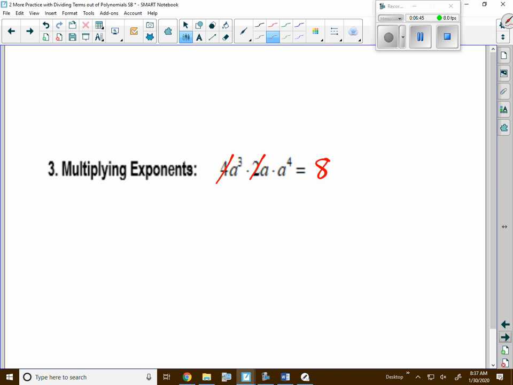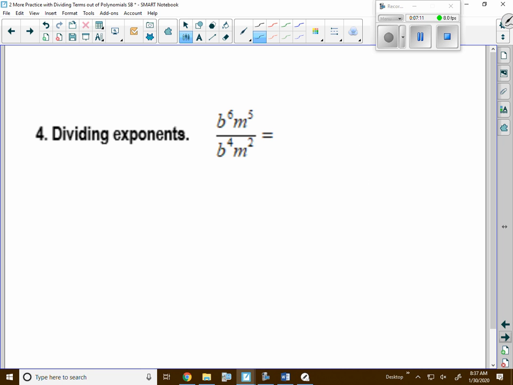It looks like we have all A's here. This A has a power of 1. So if that helps you to write in that 1, you can do that. So I have 3, 4, another 4, so I have A to the 8th power. So we're adding those exponents. 3 plus 1 plus 4. So you have A to the 8th. Okay? Dividing. What do we do when we divide? Subtract. So we would have B to the 2nd, and then M to the 3rd. Perfect.